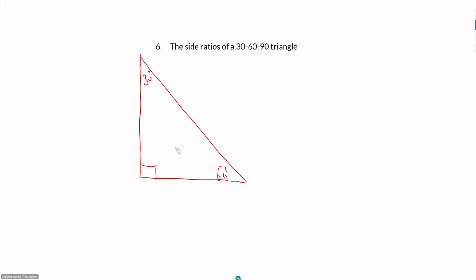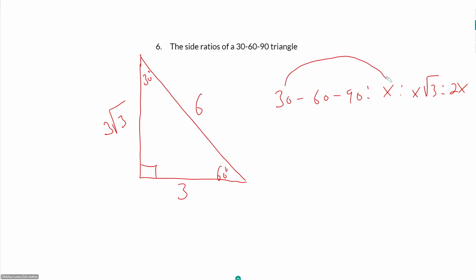Say I use the same number as before, 3. If the side opposite my 30 is 3, the side opposite my 90-degree angle, or my hypotenuse, is going to be 2 times 3, or 6. So the ratio of your sides for a 30, 60, 90 triangle is x to x rad 3 to 2x. Your side lengths always refer to the side opposite the angle it matches up with. The side opposite the 30 is our x, the side opposite the 60 is our x rad 3, and the side opposite the 90 is our hypotenuse, which is 2x.